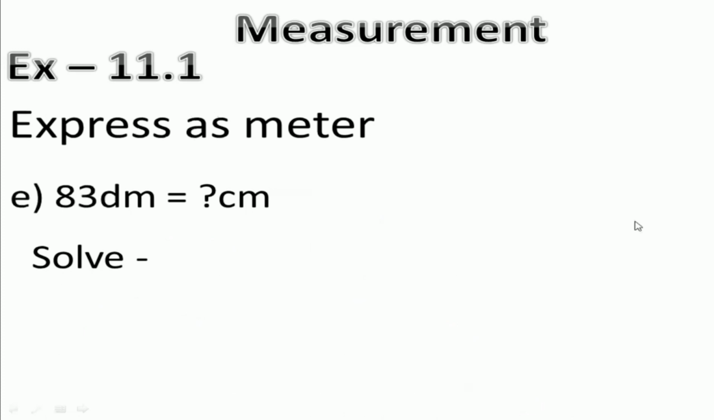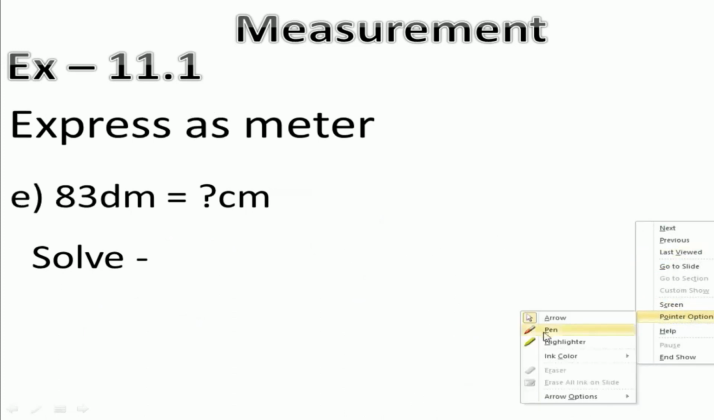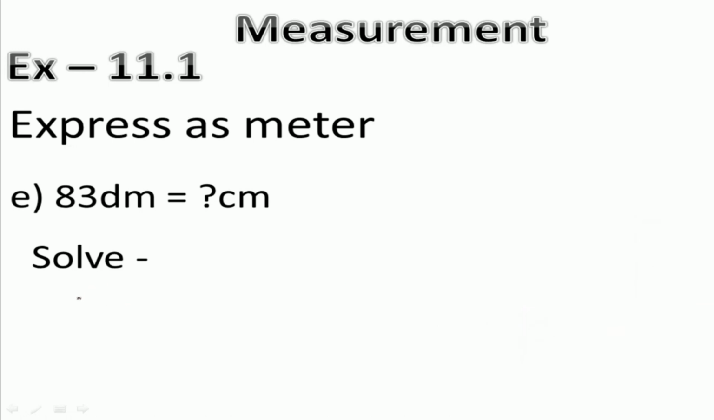Next question, 83 dm. As we all know, 1 meter equals 10 dm. So we will divide 83 by 10. Let's divide.